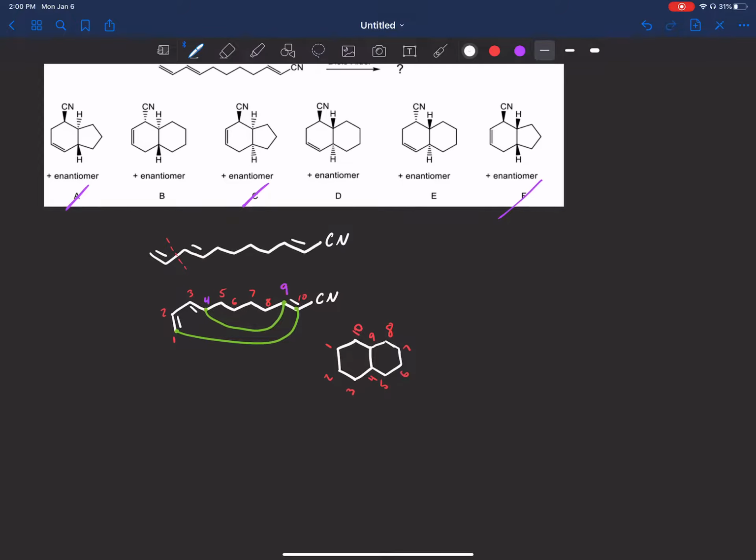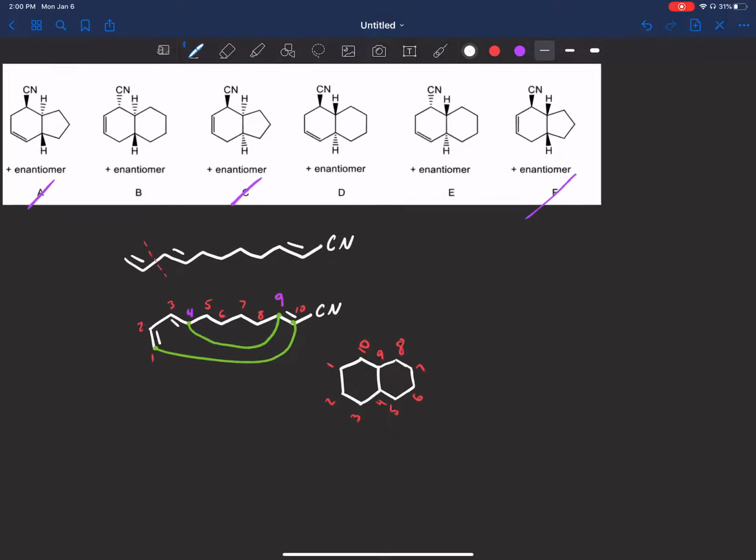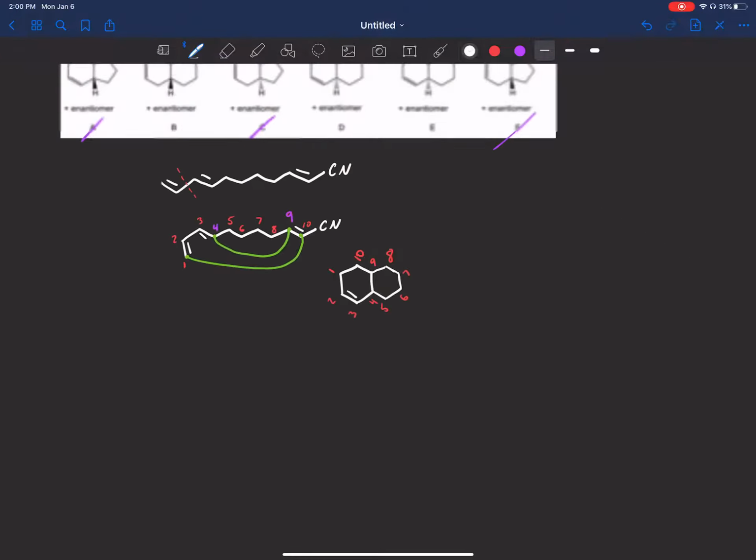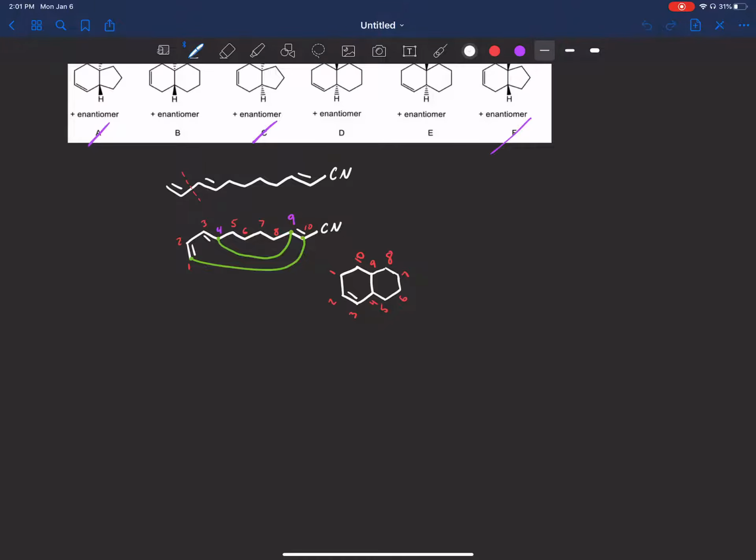Now let's see. We didn't draw in our double bonds, and so if you look, carbons 2 and 3 would get a double bond. So let's put that right there. All right.